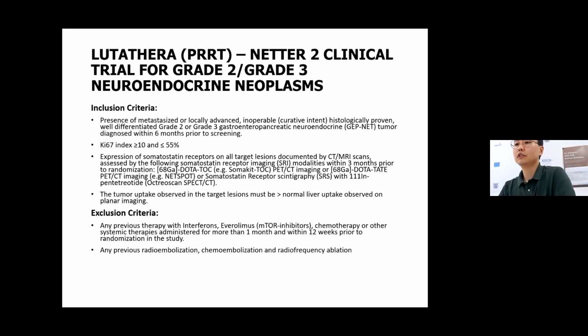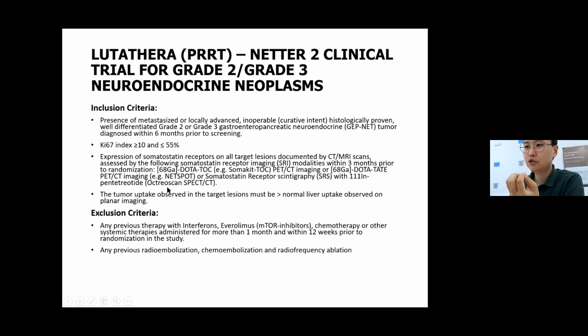Firstly, I would like to introduce the NETTER-2 clinical trial, which is ongoing right now worldwide. Korea is also included in the NETTER-2 trial, and we have started enrolling patients. As you can see, the inclusion criteria of NETTER-2 are quite similar to the NETTER-1 trial. However, it focuses on higher-grade patients, with a Ki-67 index of more than 10%.